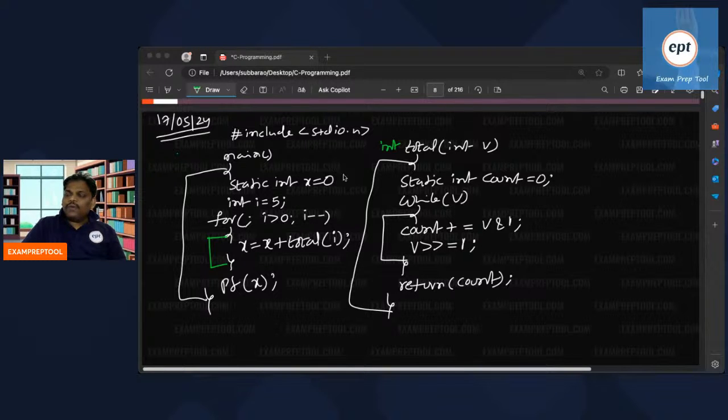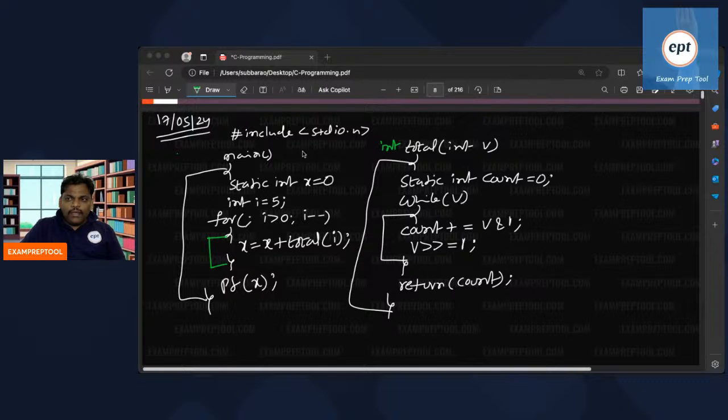When you compile this program, memory for the static variable and global variable will be allocated. Local variables, static variables and global variables get memory in the static area. Let us assume I am creating the static area here. Can you see this one?